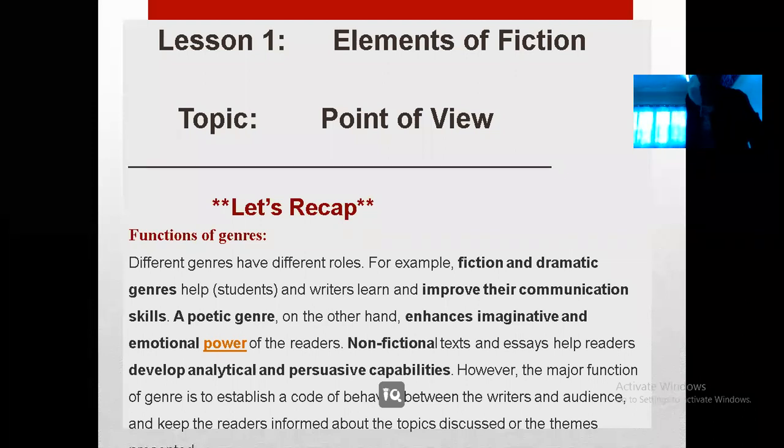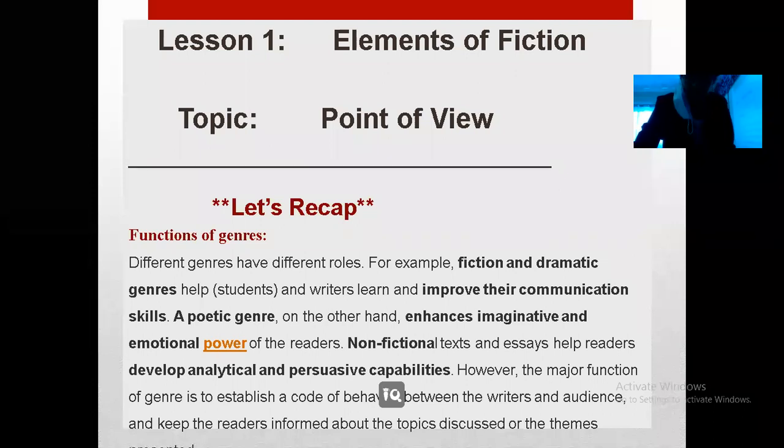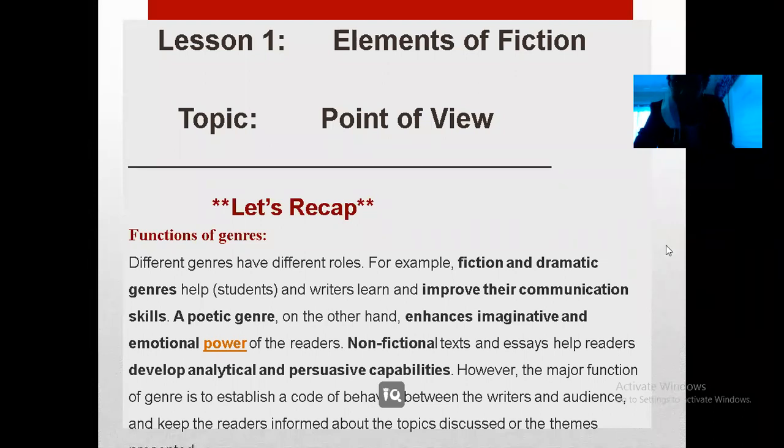You copied that into your workbooks. What are the other 4 major genres of literature? We have drama, we have poetry. What else is there? We have nonfiction as well as prose. And fiction makes number 5 on the list. So let's recap the functions of these types of genres. We will not go into each of them in detail, just a brief one.